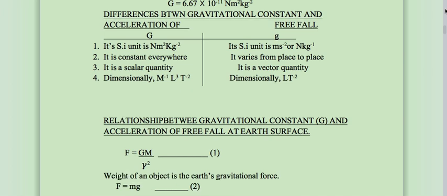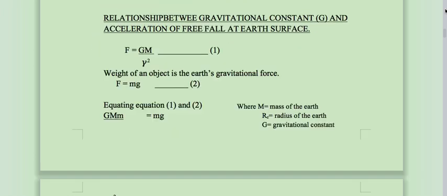Now, the relationship between gravitational constant G and acceleration of free fall at the Earth's surface. We talked about the gravitational constant G and acceleration due to gravity, or acceleration of free fall, small g. What is their relationship? Now we're going to use mathematical form to explain that. F, remember, is equal to GMm over r squared, equation 1. Where do we get this? This is from Isaac Newton's law of universal gravitation.